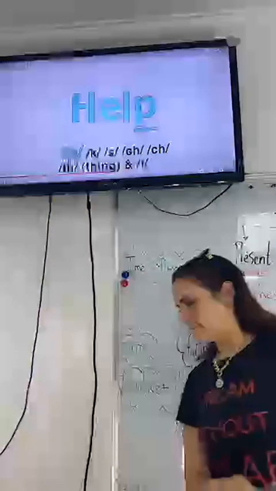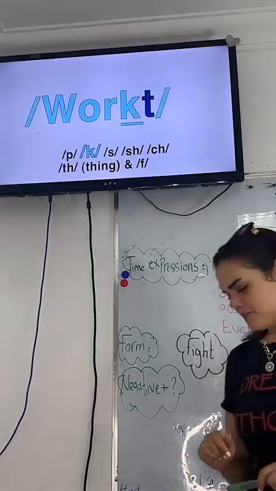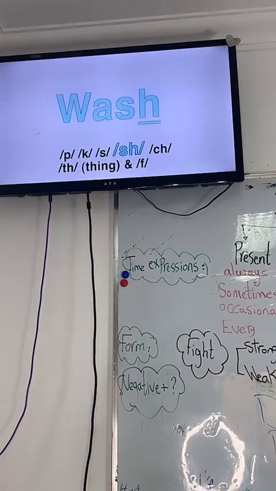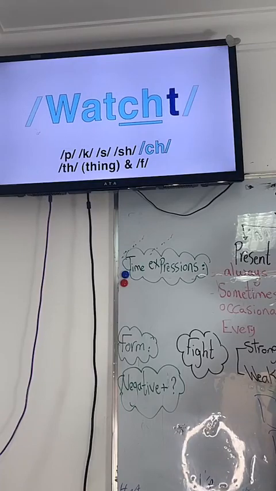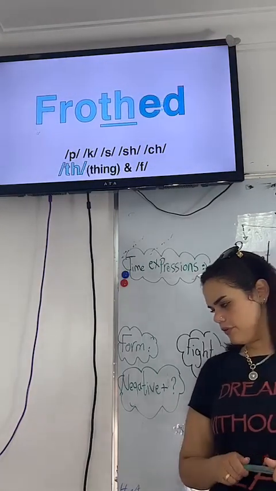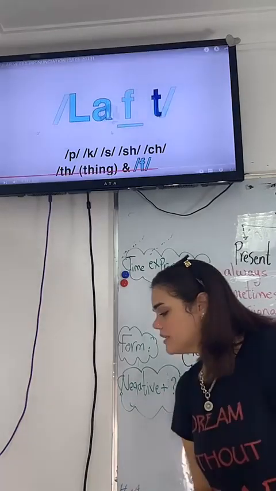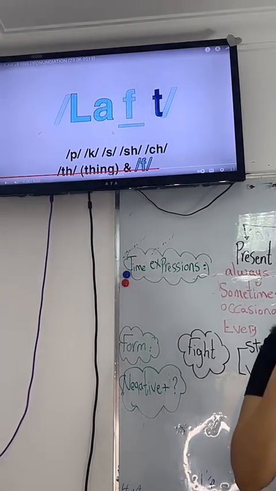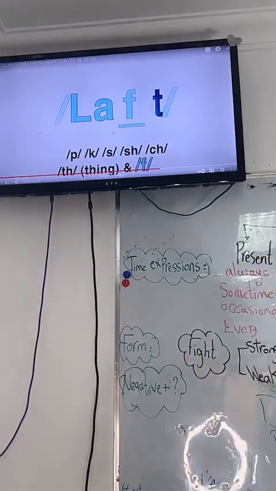Let's see. Help becomes helped. So we don't say help-ed, we say helped. Work becomes worked. Great job. Relax becomes relaxed. Excellent. Wash, washed, watch, watched. Okay? Frog becomes frogged. And love becomes loved. Because here, the word love, the V here is pronounced like letter F, and letter F is a voiceless sound, no vibration in my throat. So for the voiceless sound, when I add ED, the ED is going to be pronounced like T.